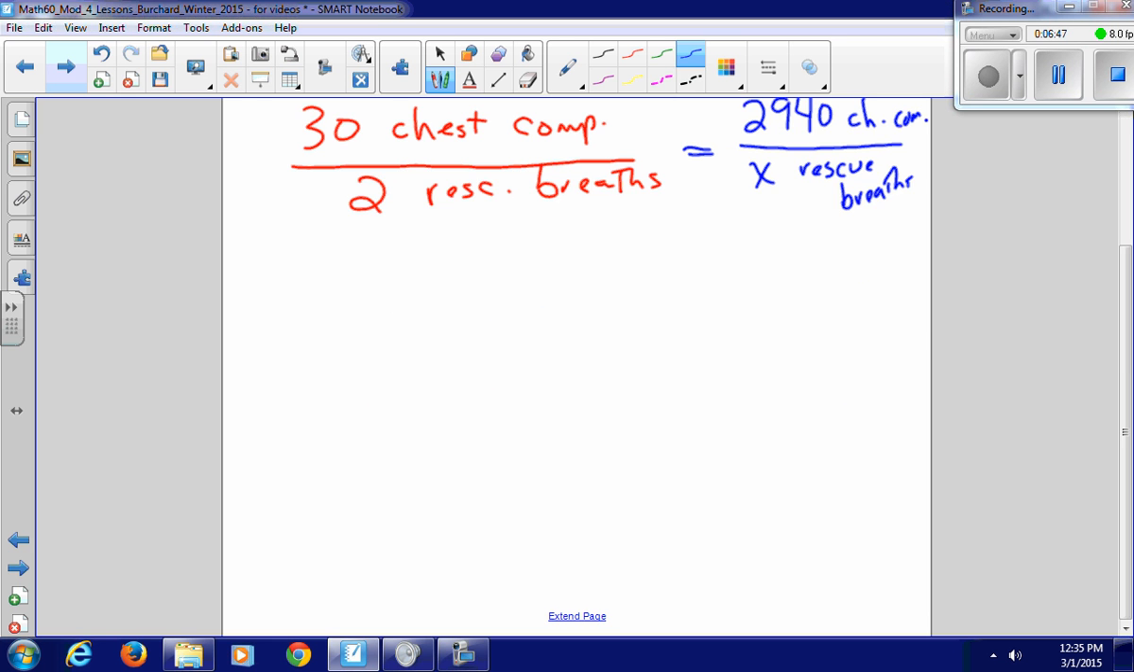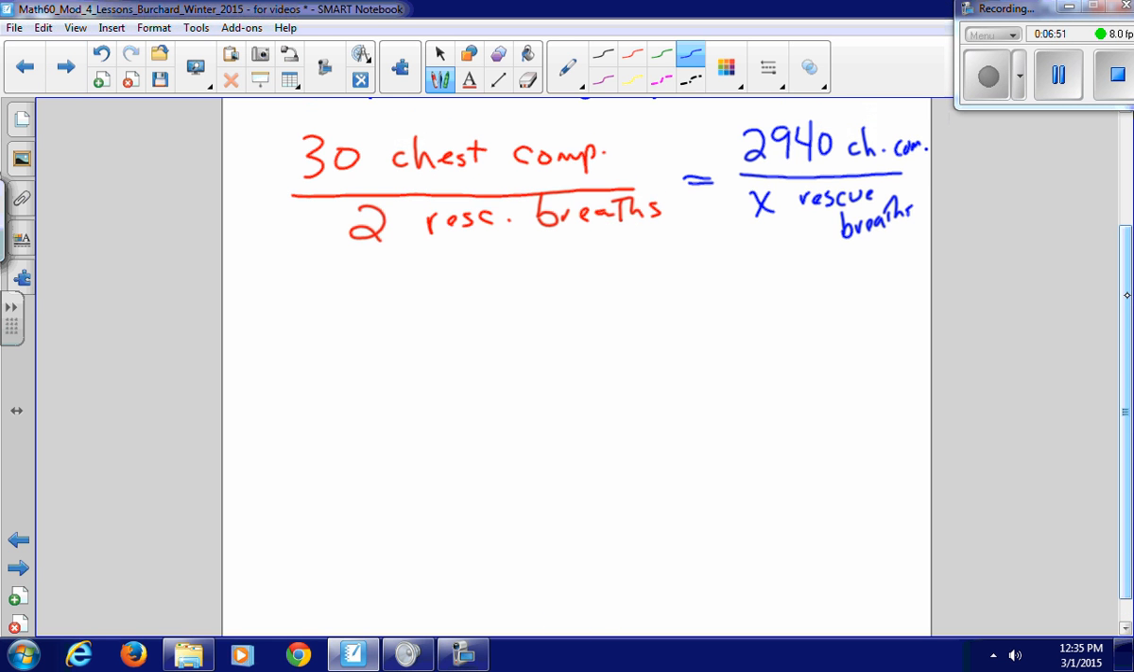The reason we write it as a proportion is so that we can solve for the missing number. So I'm going to write it as an equation.